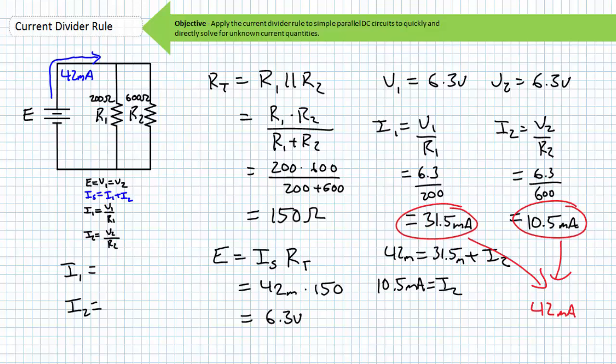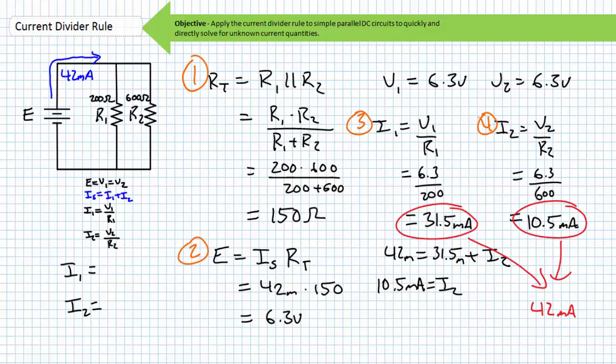Before we continue on, notice the numerous steps it took to solve for two unknown current values. Step 1. We needed to solve for total resistance of this parallel combination. Step 2. We needed to solve for source voltage using Ohm's law. Step 3. We used Ohm's law to solve for the current through R1. Step 4. We used either Kirchhoff's current law or Ohm's law to solve for the current through R2. 4 steps for only 2 results.